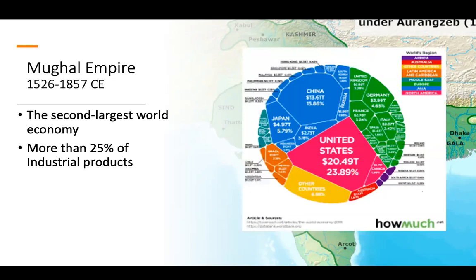So I just put this picture for comparison. So look at the United States. This is the modern age now. So the United States almost composes 24% of the world economy. Right now, the United States is the world superpower, right? At this age, the Mughal Empire was producing more than 25% of the world economy, contributing 24% of the world economy, and creating more than 25% of the products worldwide. So compare the Mughal Empire to the United States right now.